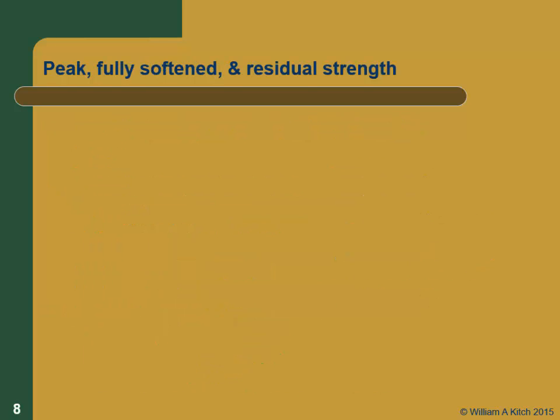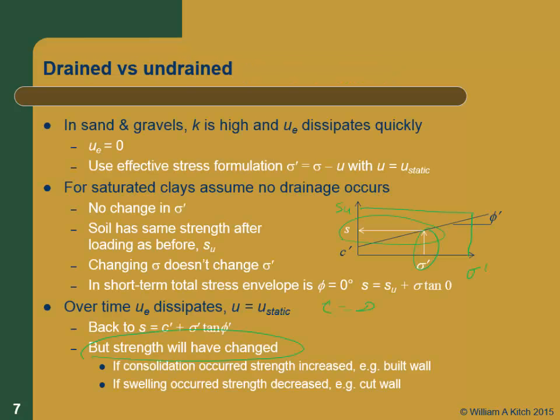Okay, now let's talk about how strength parameters can change over time. So this is the drained and undrained analysis. Phi equals zero conditions, short term, for saturated clays. Drained analysis, anytime appropriate for the draining gravels and sands, and for the long term in the clays.